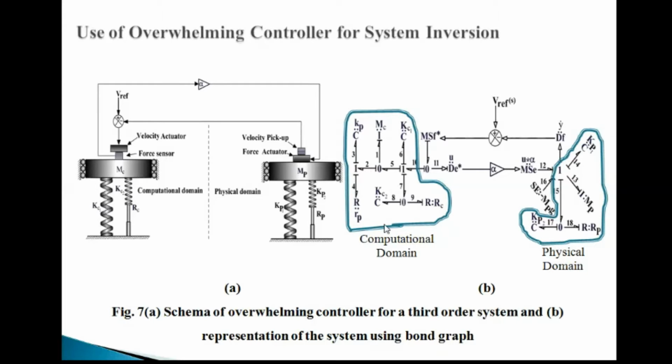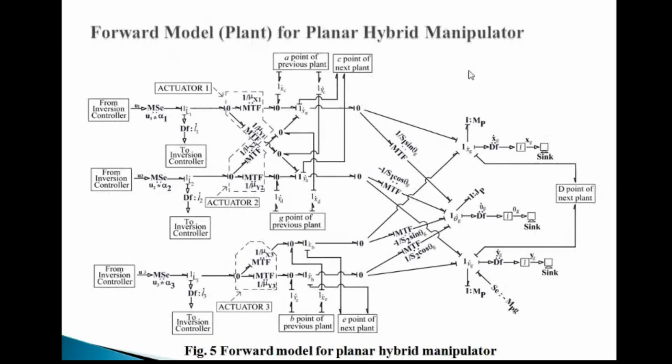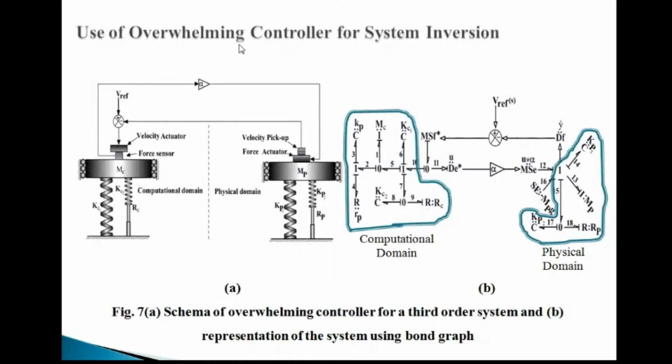Now see why this overwhelming controller is used. What does this overwhelming controller do? I have named the forward model as the plant, as I have written here. The plant dynamics are overwhelmed by the controller, and this controller is referred to as the overwhelming controller. It dictates the plant to follow despite unaccounted dynamics. We can take a real life example like a baby following the path dictated by an adult. Similarly, here the baby is the plant and the adult is the controller, which dictates the plant to follow the path.